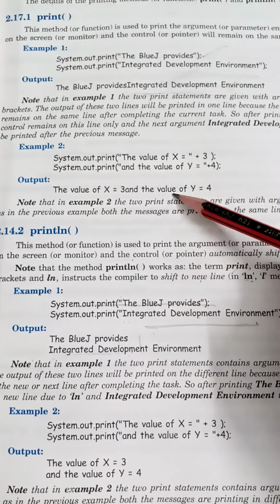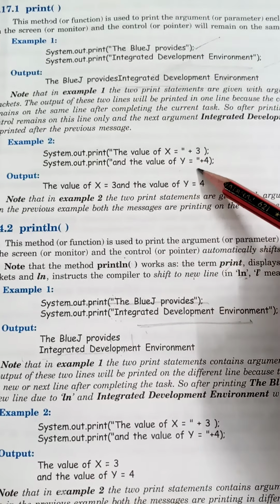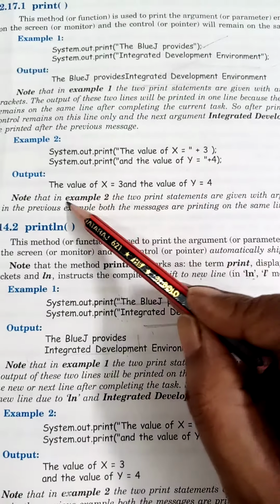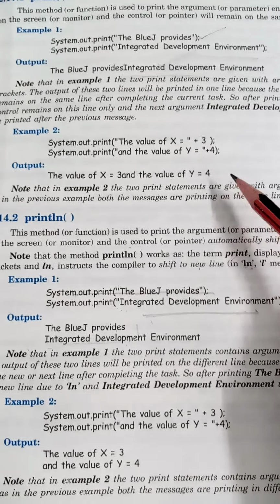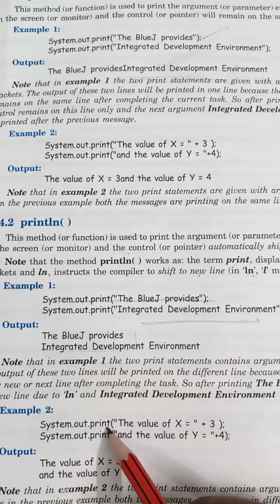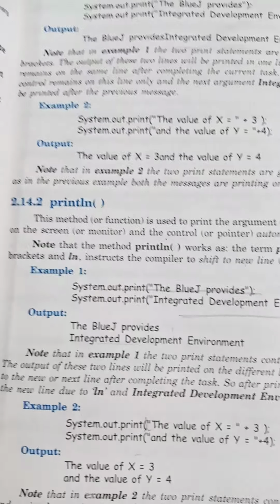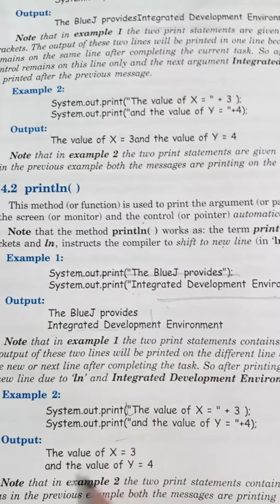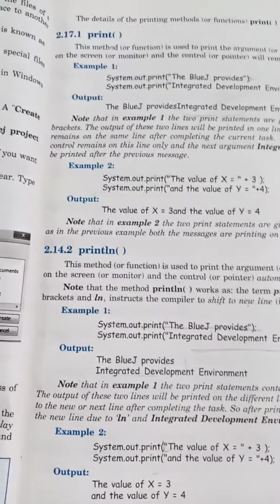Another example is given. If you are displaying the values of x and y without using ln, you will get the output on the same line, without coming to the next line. And if you are using System.out.println, with ln, you will get the output on different lines. This is the difference between the print and println methods.